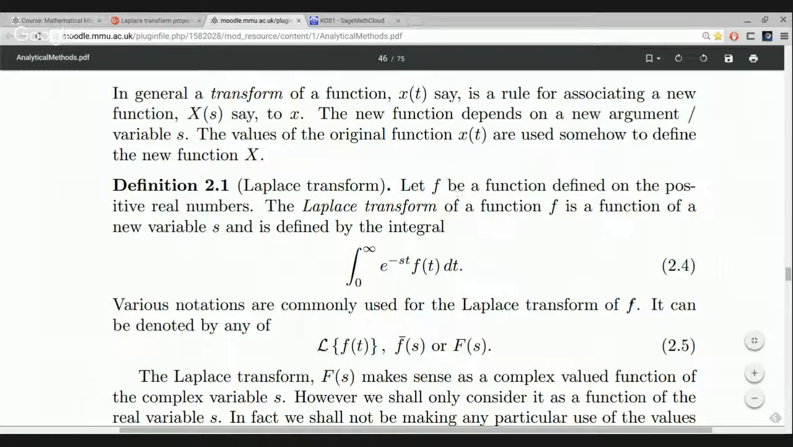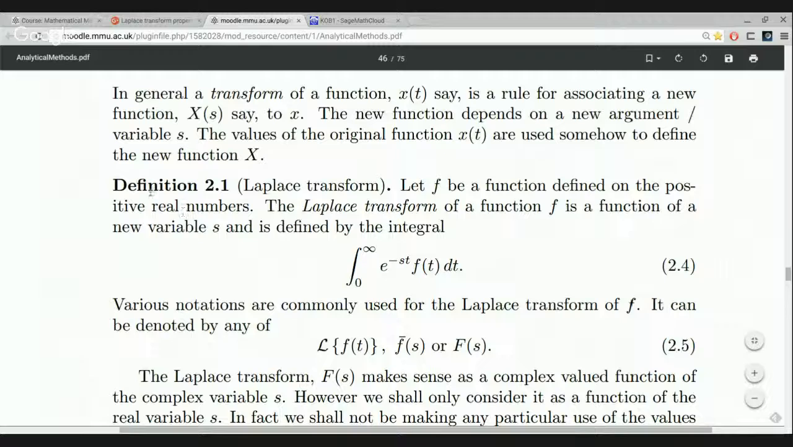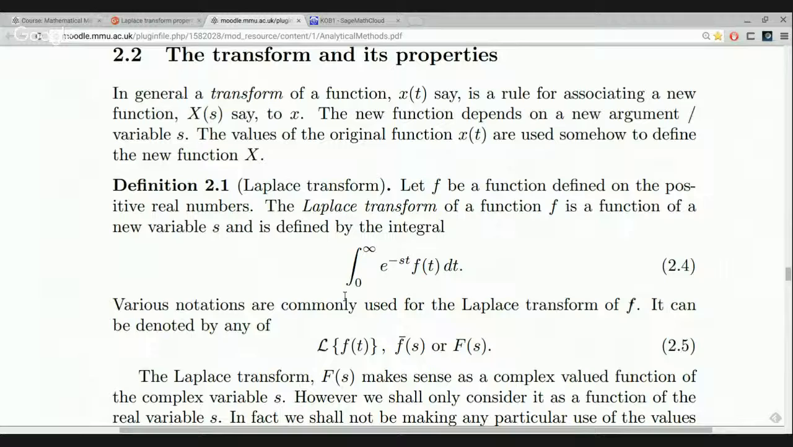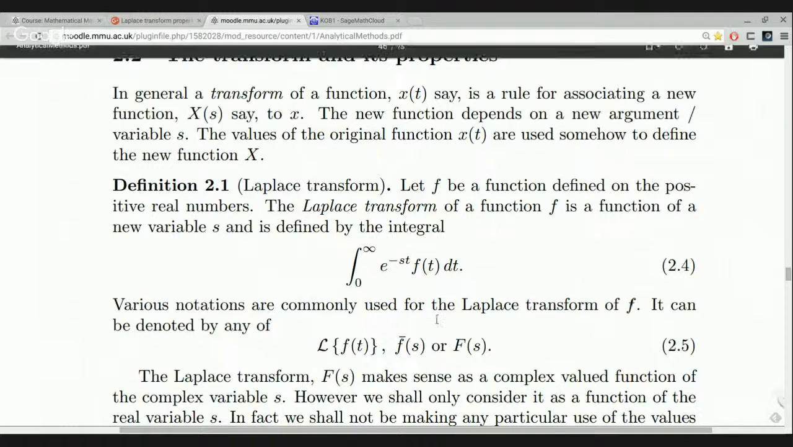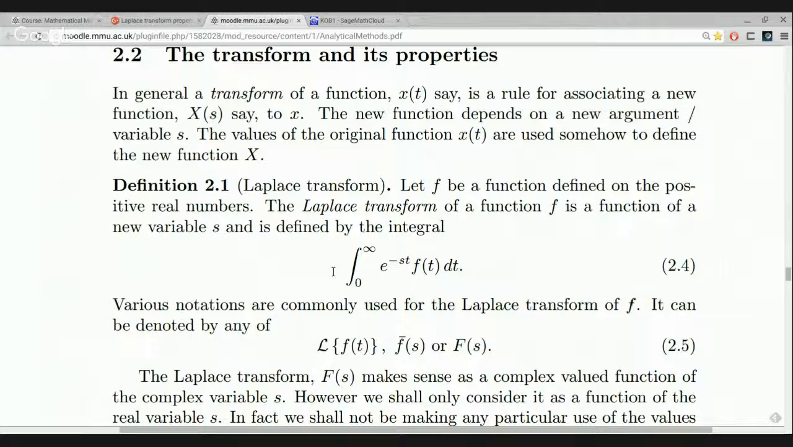It takes as its argument a function f of the variable t, and gives you back a new function of a new variable s. It's defined as an integral. You integrate from 0 to infinity with respect to t the product e to the minus st times f of t. So you're integrating out t. The Laplace transform has no dependence on t, because you're summing up all the values of the integrand across all values of t from 0 to infinity. So the dependence on t is lost, and what's introduced is a dependence on this new variable s.